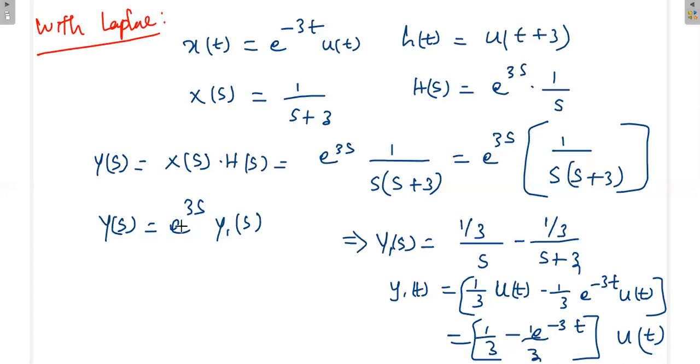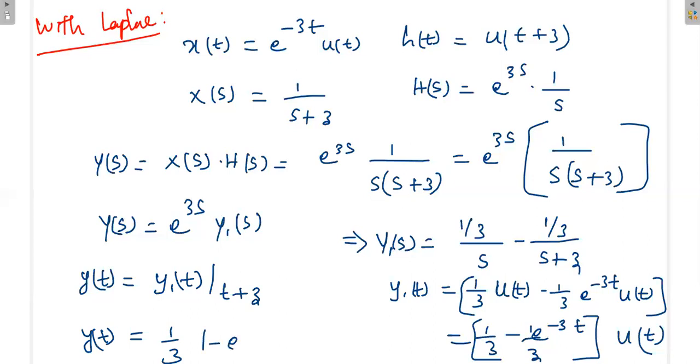Now we'll apply the formula here. What is y of t? Y of t is equal to y1 of t, where wherever t is there, replace it with t plus 3, because due to the shift by 3 we wrote e power 3s. So y of t is equal to 1 by 3 times 1 minus e power minus 3 into t plus 3, then u of t. In both the cases, we are getting the same answer.